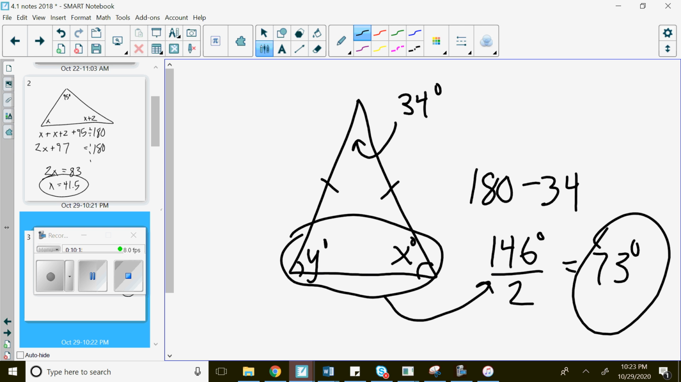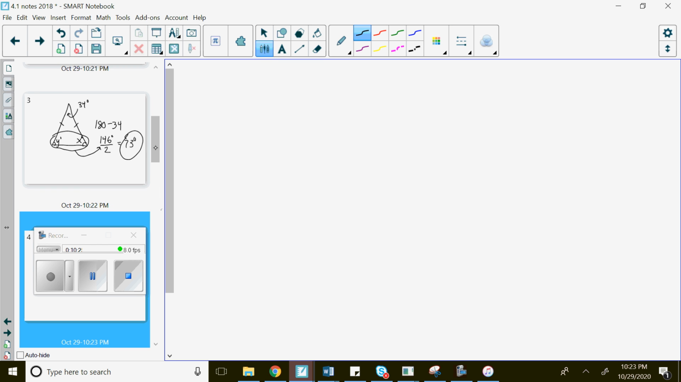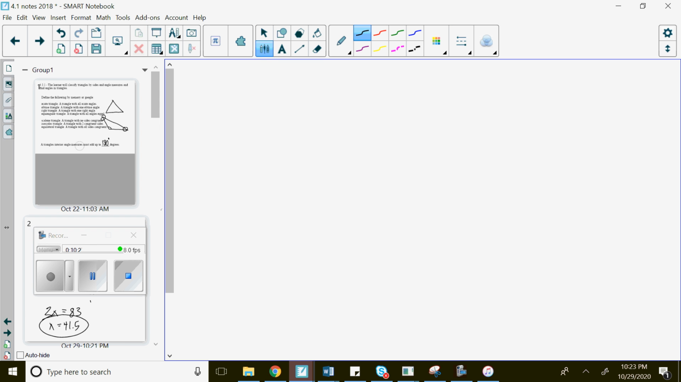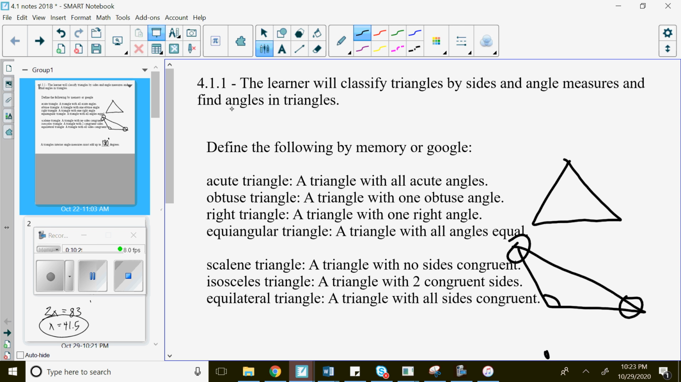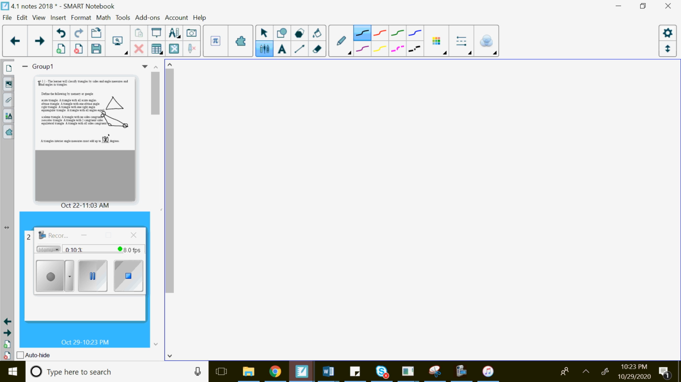I think you'll see a couple problems like that today too. Isosceles triangles have two congruent angles as well. Okay, now let's talk about exterior angles, which was on your objective. Sorry, it wasn't in your objective, but there is also something called an exterior angle.